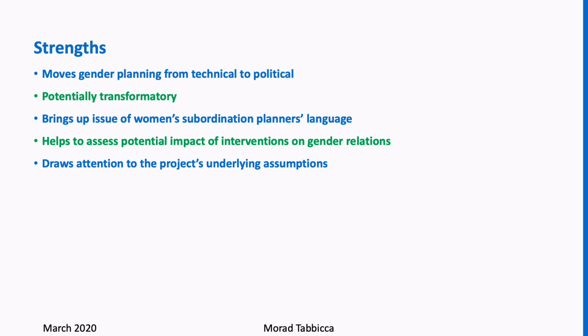Another good thing about the Moser framework is that it helps us identify the underlying assumptions behind projects that are being undertaken. And when we talk about underlying assumptions, we are looking at the issues of welfare, equity, empowerment, and anti-poverty. It allows us to identify what the goal or the underlying assumption of a particular project is.